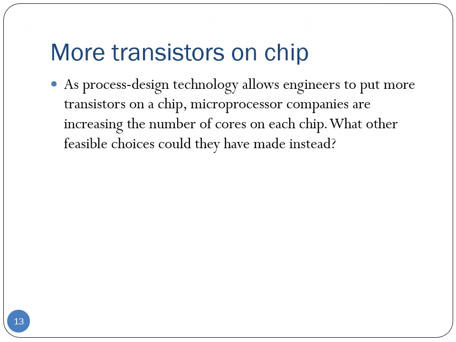The first question over here is, as process design technology allows engineers to put more transistors on a chip, microprocessor companies are increasing the number of cores on each chip. What other feasible choices could they have made instead?